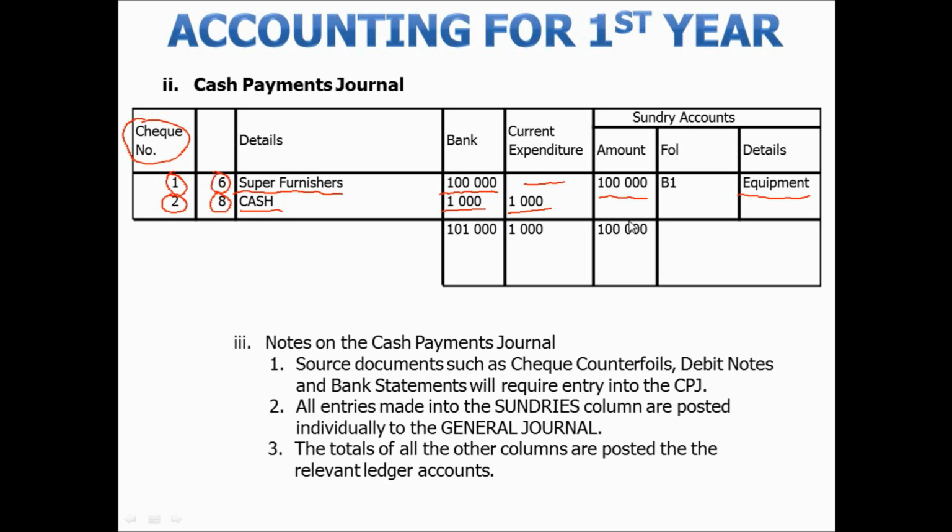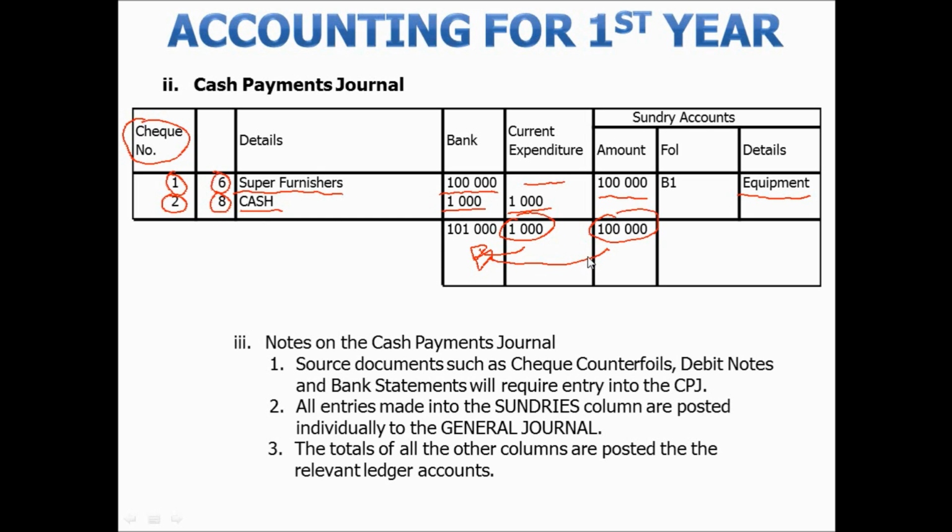At the end of the month, the totals will then be added up together. And remember that your current expenditure column and your sundry accounts column must always be equal to the total in your bank account column.